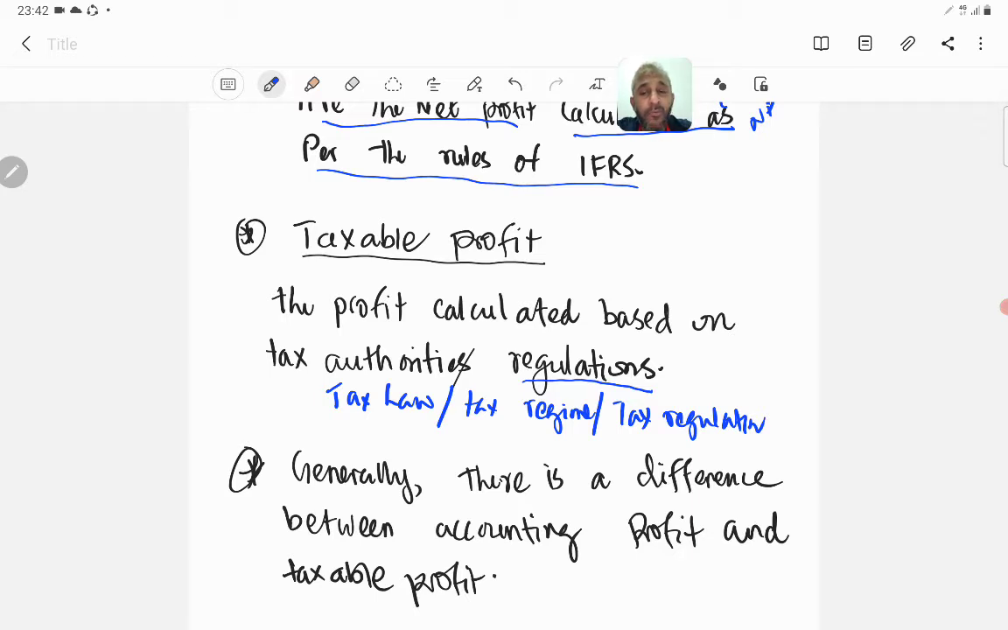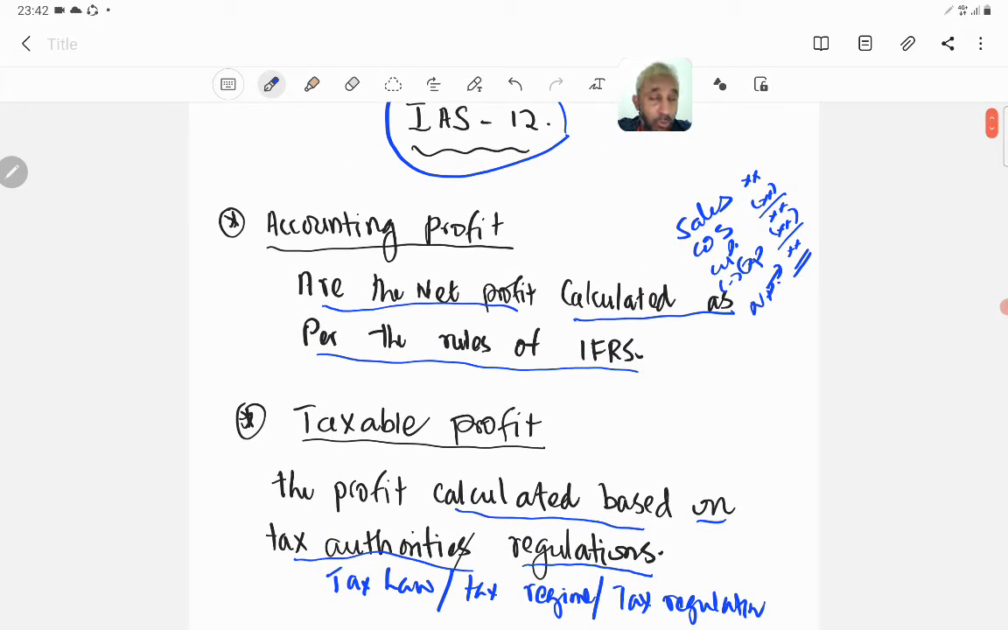So first we need to calculate the taxable profit. So the profit calculated based on the tax authorities' regulation. So that is what you call taxable profit. Okay, now it's clear. Calculating accounting profit is the job of the financial accountant, whereas calculating the taxable profit is usually the job of the tax consultant.